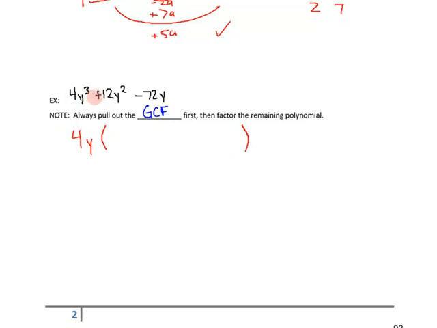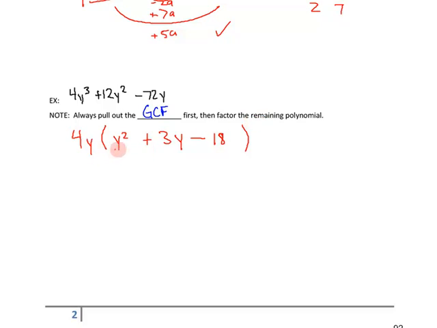Taking a 4y out of 4y cubed leaves a y squared, because they multiply together to give you 4y cubed. Taking a 4y out of 12y squared leaves me with plus 3y. And a 4y out of negative 72y is going to leave me with a minus. 4 goes into 72 18 times, and the y comes out.